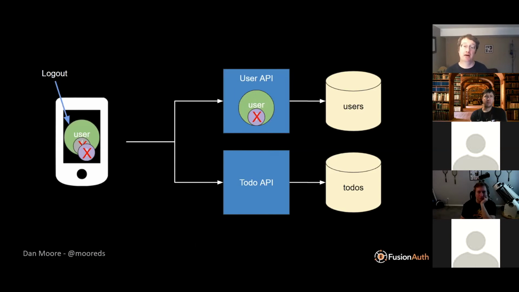So when you log out, you want to make sure you destroy the JWT on the client. You want to make sure you destroy the refresh token on the client, and you want to make sure you invalidate the refresh token in the user API. Does anyone see anything that might be missing or might be concerning that's not taken care of?